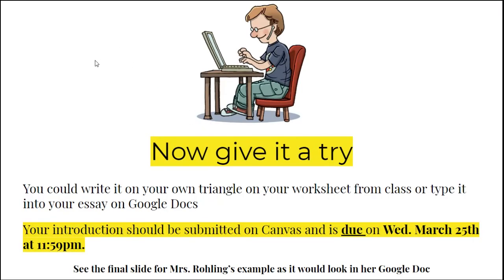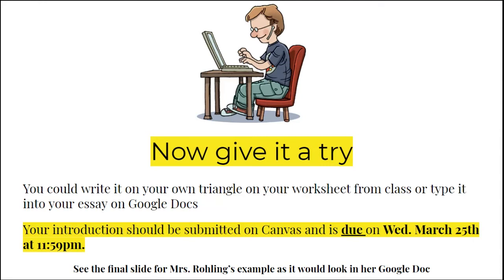So now we're going to go and try and give all of this a try. You could write it on your own triangle, on your worksheet from class, or you could type it into your essay on Google Docs. Your introduction should be submitted on Canvas, and its due date is Wednesday, March 25th at 11:59 p.m.